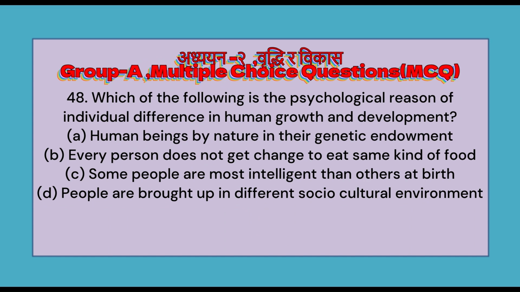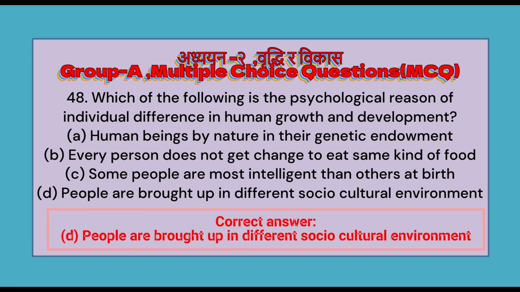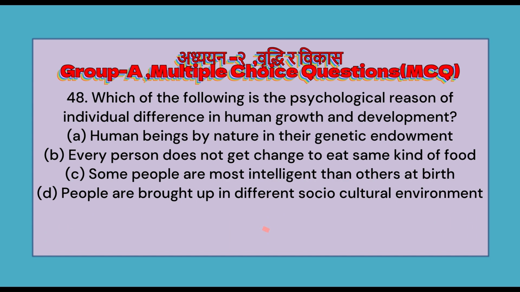48. Which of the following is the psychological reason of individual difference in human growth and development? A. Human beings by nature in their genetic endowment. B. Every person does not get to eat the same kind of food. C. Some people are more intelligent than others at birth. D. People are brought up in different socio-cultural environment. Correct answer: D. People are brought up in different socio-cultural environment.